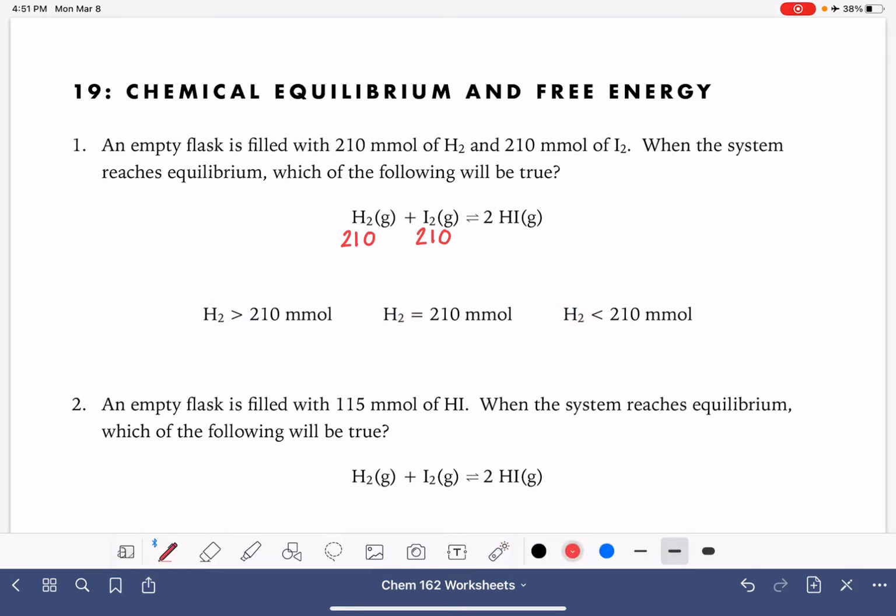Since it didn't say anything about HI, we can assume that we're starting with no HI at all. That means that the position of equilibrium is going to move to the right. Some of the H2 will be reacted, some of the I2 will be reacted in order to produce HI. So when we get to equilibrium, we are going to have some number less than 210. Some of that 210 millimoles are going to get reacted. We don't know exactly how much, so we're just going to choose this number right here, less than 210.